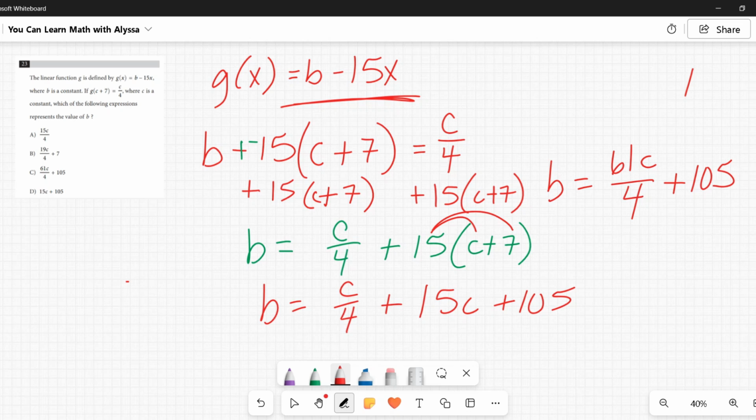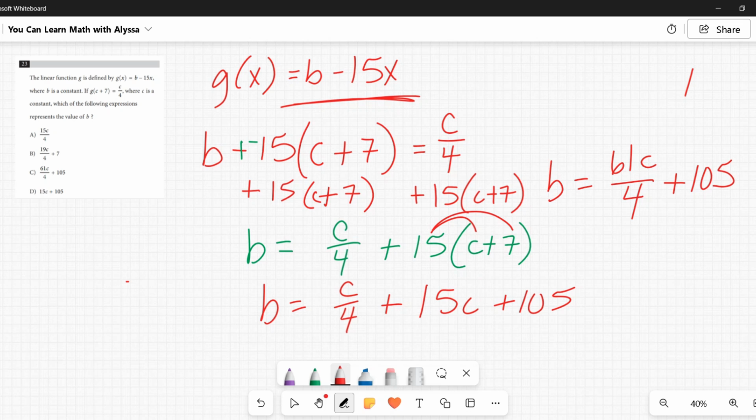At that point, you have to be very careful because we have some other answers over here that I think are a little distracting. You might go, hey, 15c plus 105, that's awfully close, that must be the answer. No, that's not the answer. You don't want to get distracted by that 19c over 4 and go, 15 and 4. No. You have to convert this into fourths.